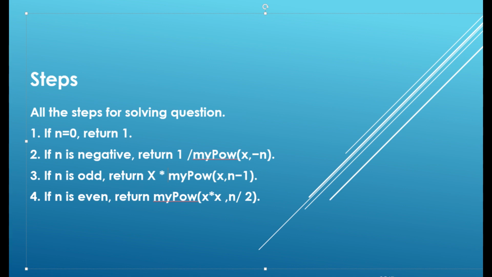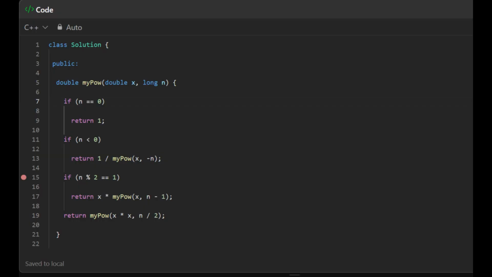Let's implement it. We'll start by handling the base cases. If n is 0, we return 1. Next, if n is negative, we return 1 divided by the mypow function with parameters x and minus n. If n is odd, we return x multiplied by the mypow function with parameters x and n minus 1, which recursively calls the function with n minus 1 to handle the odd exponent. Finally, if n is even, we return the mypow function with parameters x multiplied by x and n divided by 2, recursively calling the function with the square of x and n by 2 to handle the even exponent more efficiently.